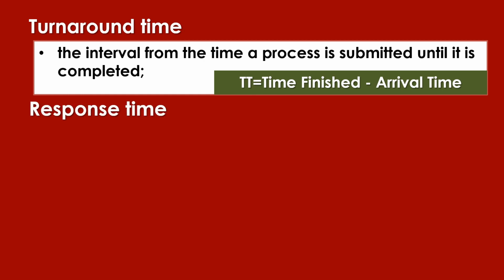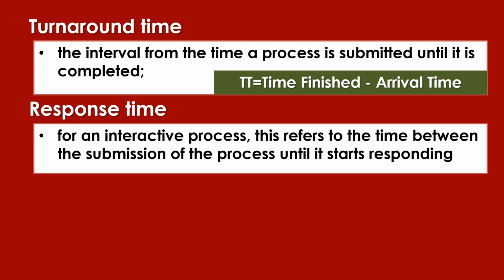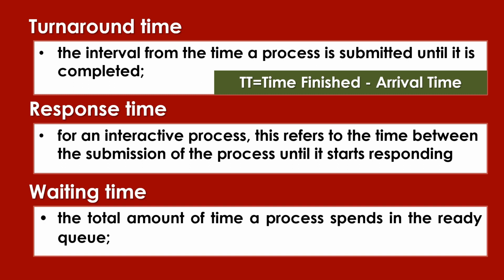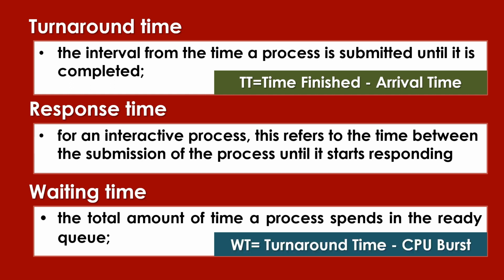We also have the response time. For an interactive process, this refers to the time between the submission of the process until it starts responding. Then next, we have the waiting time. The total amount of time a process spends in the ready queue. So how do we compute the waiting time? We have the turnaround time minus the CPU burst. CPU burst pala guys is the burst time or execution time, or another term is the running time.